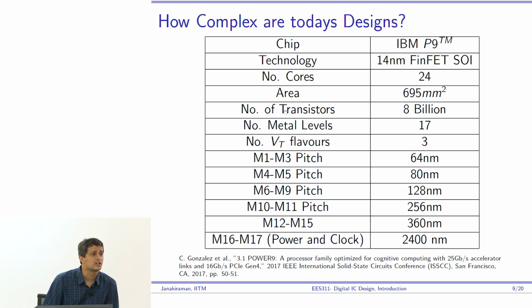What is the area of this microprocessor? It's about 695 mm square. It's about 25 mm by 25 mm, right? The size of a 10 rupee coin almost. That's how small it is.